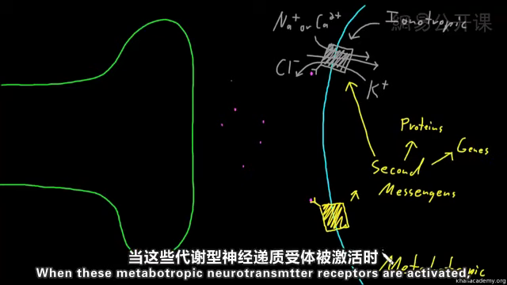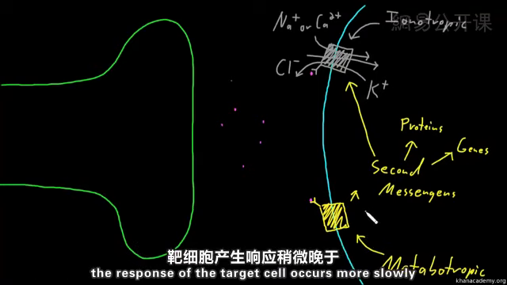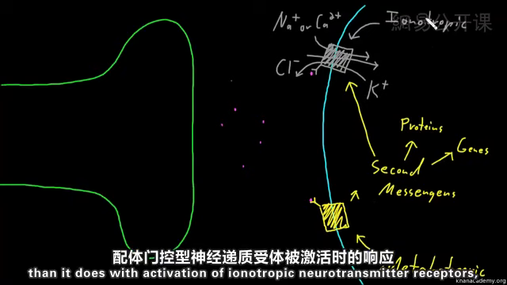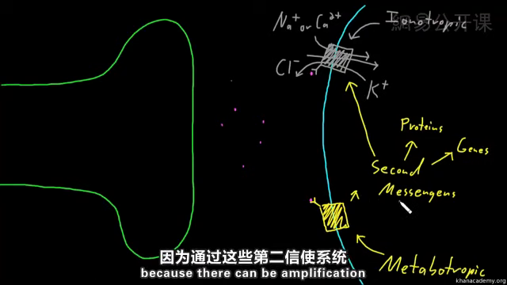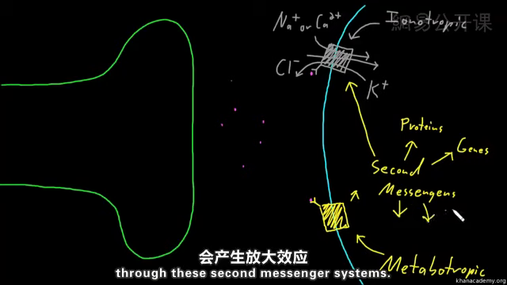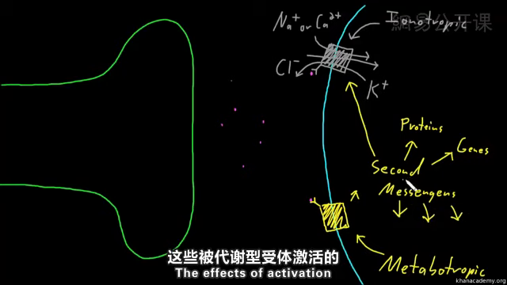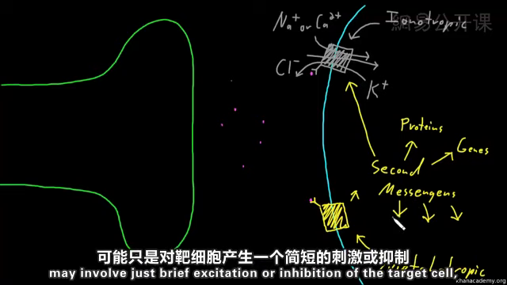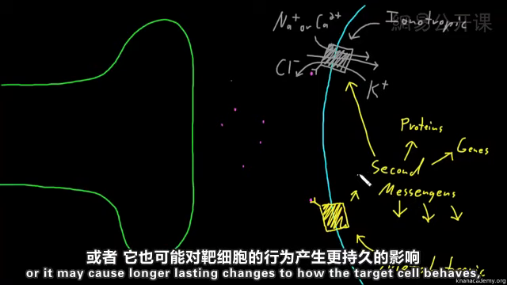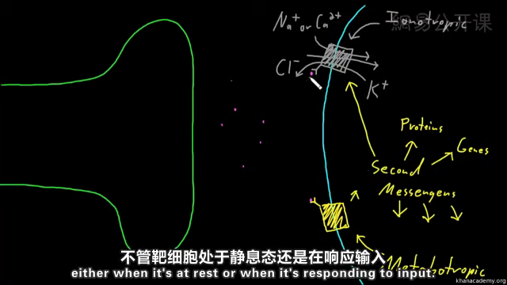When these metabotropic neurotransmitter receptors are activated, the response of the target cell occurs more slowly than it does with activation of ionotropic neurotransmitter receptors, but the effects may be larger and they may be more widespread because there can be amplification through these second messenger systems. The effects of activation of these second messenger systems by metabotropic receptors may involve just brief excitation or inhibition of the target cell, or it may cause longer-lasting changes to how the target cell behaves, either when it's at rest or when it's responding to input.